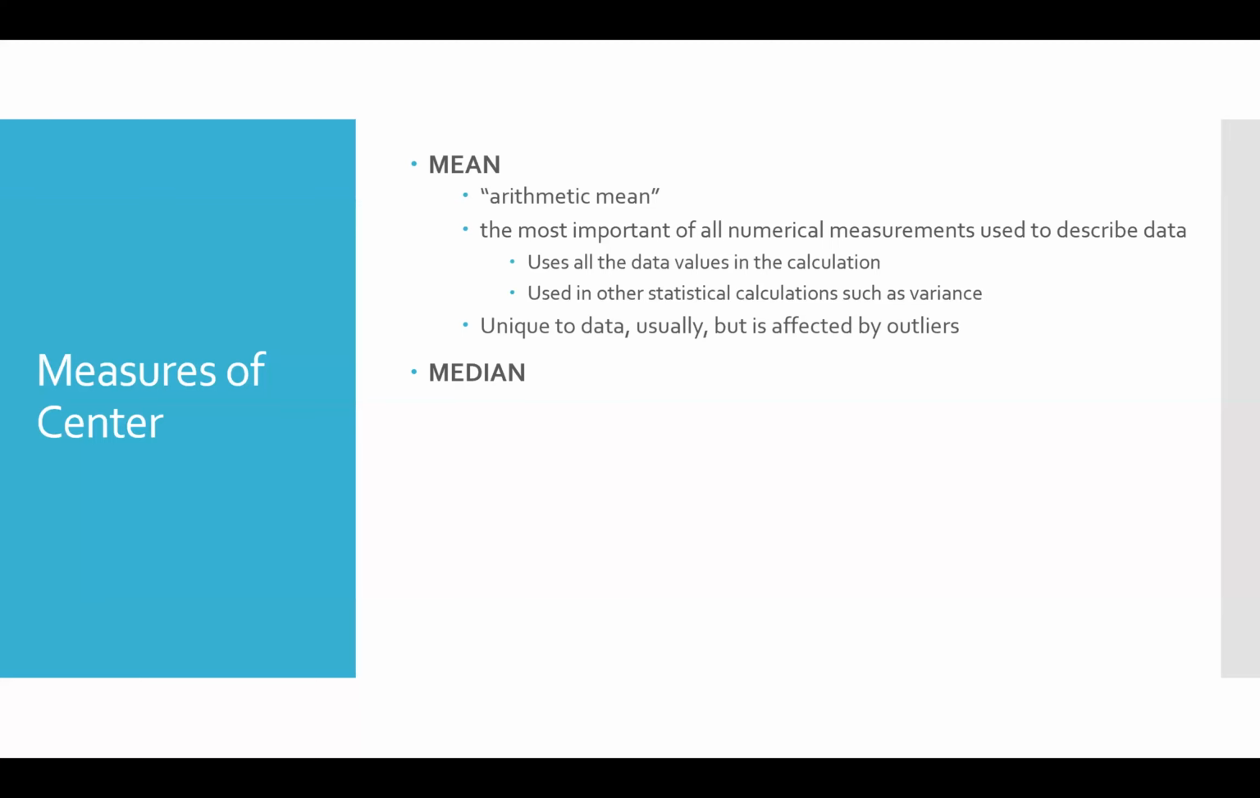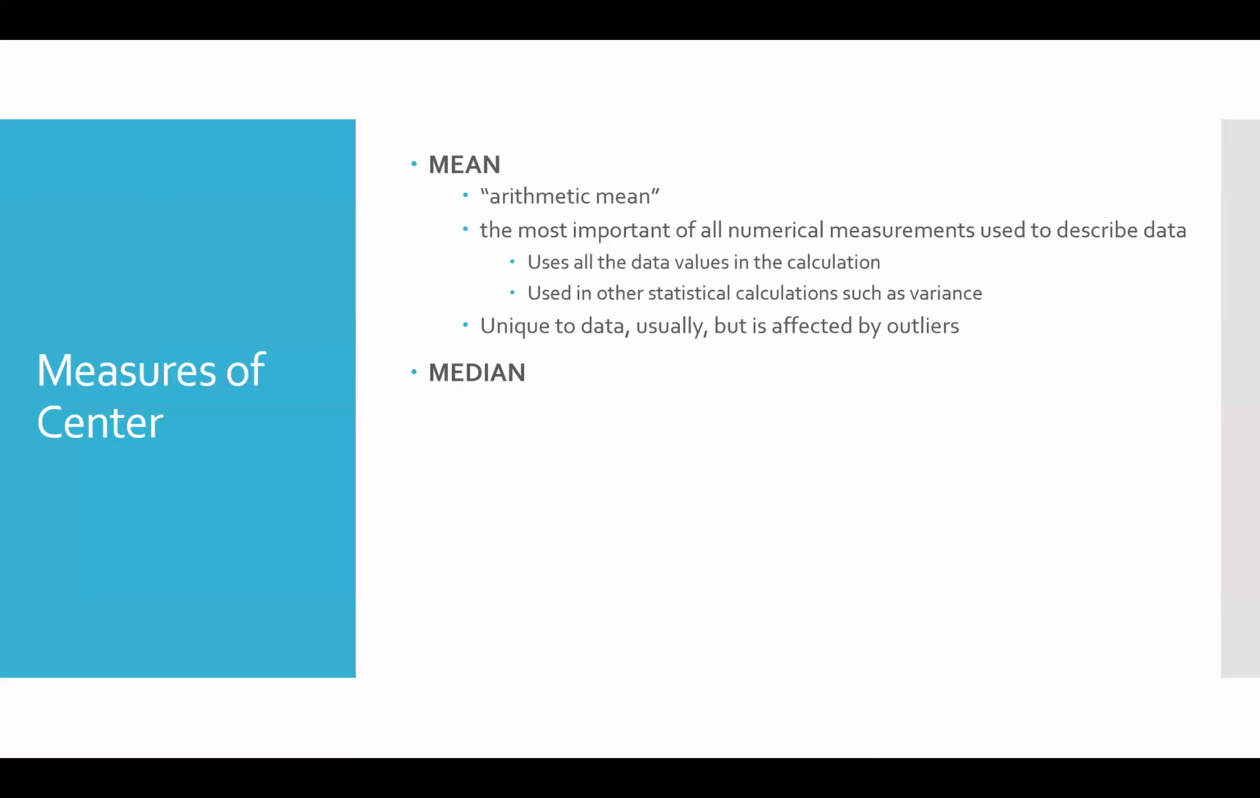The mean is unique to the data set, but as I mentioned, it can be affected by those outliers. If you have several values that are just really, really a lot bigger than the rest of the data, that can cause your mean to be inflated or higher than it should be. Or if you have really, really low data values, that could cause the mean to be lower than you would expect. So you have to be careful.